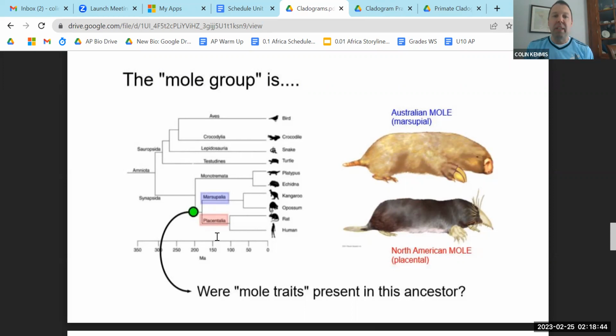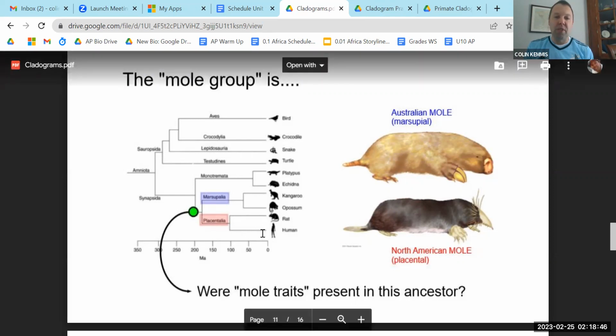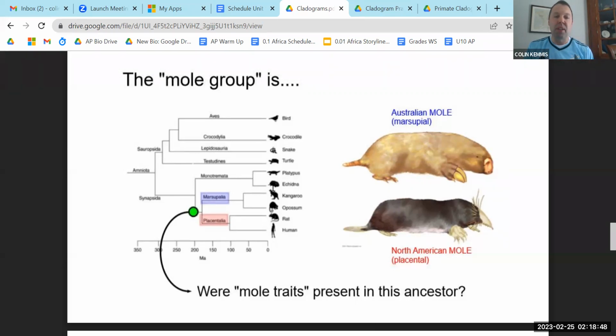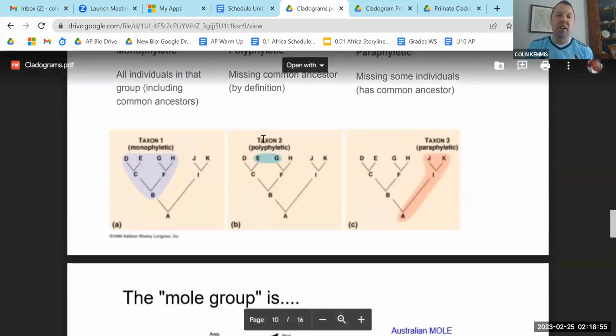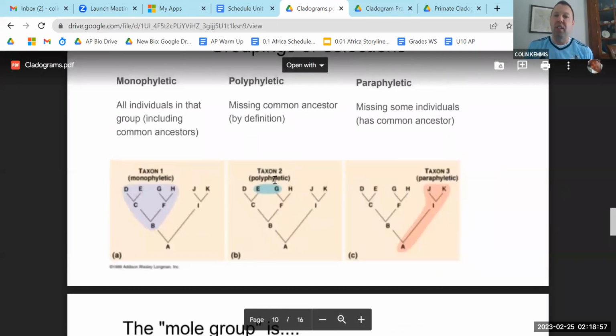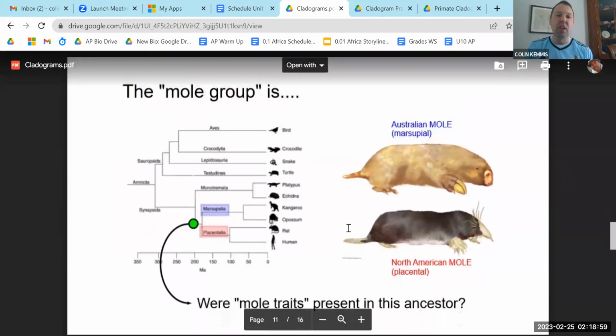The answer would be no. These mole traits evolve separately in placental mammals and marsupial mammals. So that would be an example of convergent evolution. And if we put them on the tree here, it would be a polyphyletic relationship between these two moles.